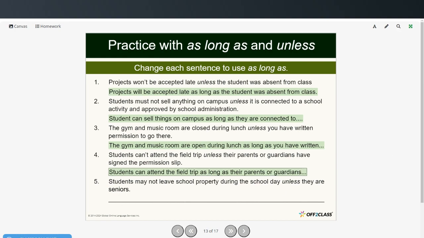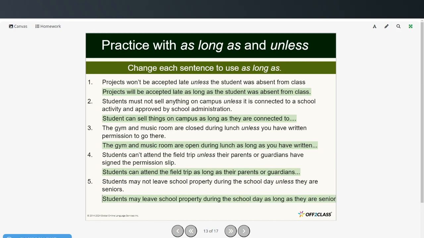Students may not leave school property during the school day, unless they are seniors. Students may leave school property during the school day as long as they are seniors.